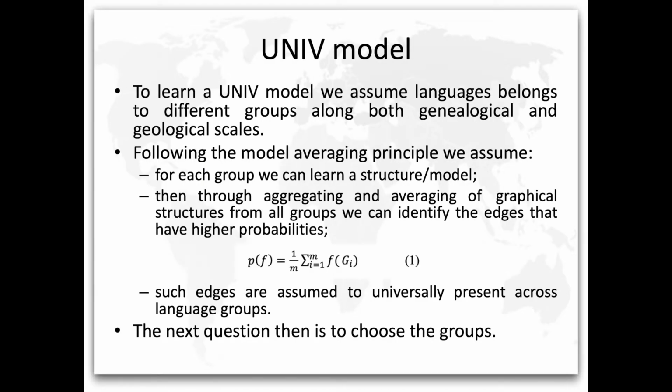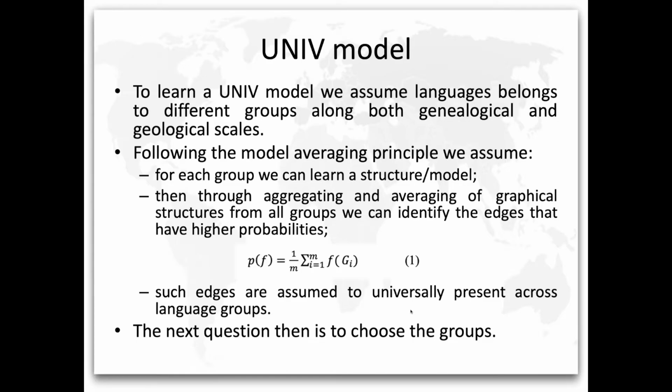To learn a uniform model, we assume languages belong to different groups along both genealogical and geological scales. Following the model averaging principle, we assume for each group we can learn a structure in the model. Then, through aggregating and averaging of graphical structures from all groups, we can identify edges that have higher probabilities. Such edges are assumed to be universally present across language groups.